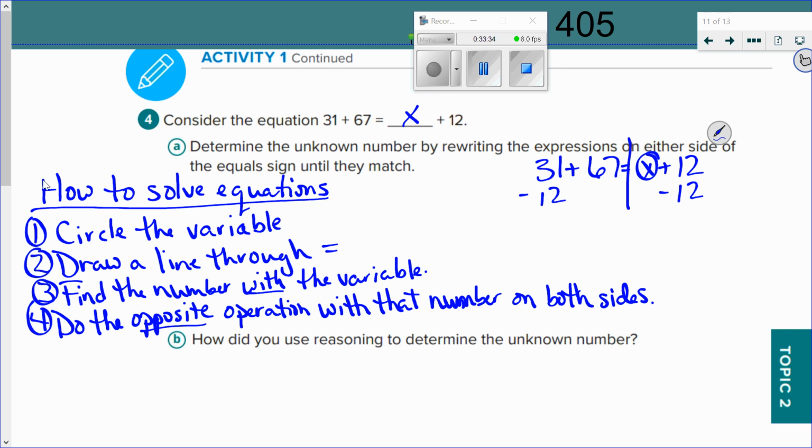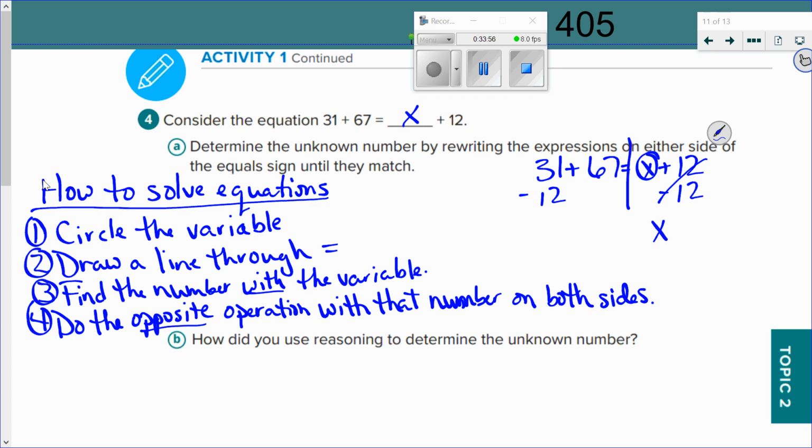Why? Because I now have 12 minus 12. What does 12 minus 12 equal? 0. What does x plus 0 equal? X. Any number I add 0 to stays at that number. 100 plus 0 is 100. 2 plus 0 is 2. Doesn't matter what the number is. If I add 0, it's that number.